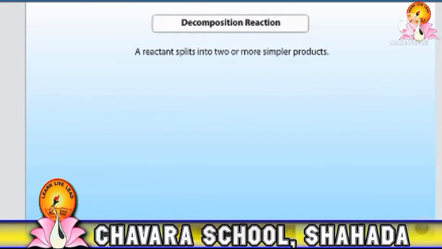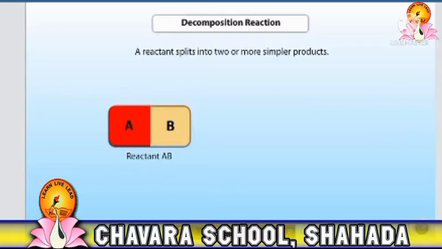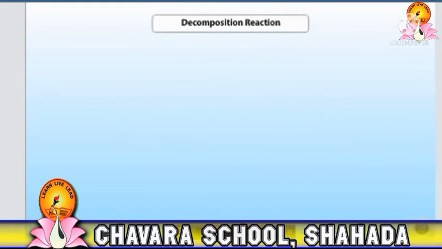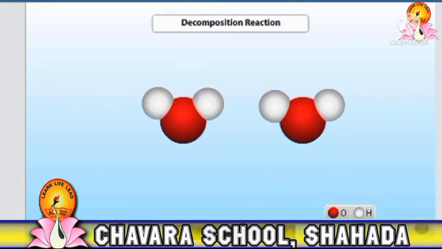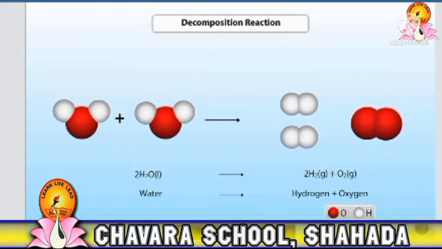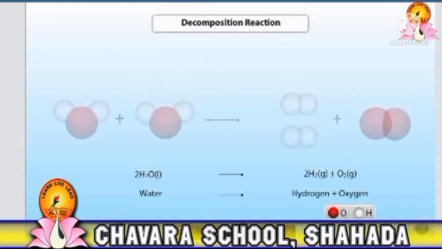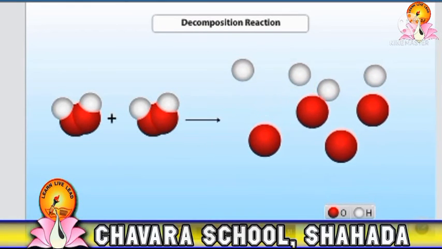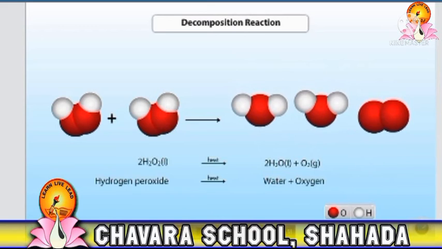Decomposition reactions are actually the opposite of combination reactions. In a decomposition reaction, a reactant splits into two or more simpler products. For example, water can be decomposed by electrolysis into its component gases, hydrogen and oxygen. Another example of a decomposition reaction is the decomposition of hydrogen peroxide. When heated, hydrogen peroxide decomposes to form oxygen gas and water.